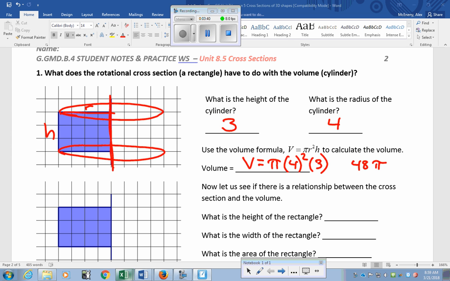So now we're going to see if there's some relationship between the cross section and the volume. So if we look at that rectangle, now we're just focusing on the 2D shape, this rectangle right here. They want us to figure out the height, the width, and the area. So the height in this case is 3, the width is 4, and then the area would be 3 times 4, which would equal 12.